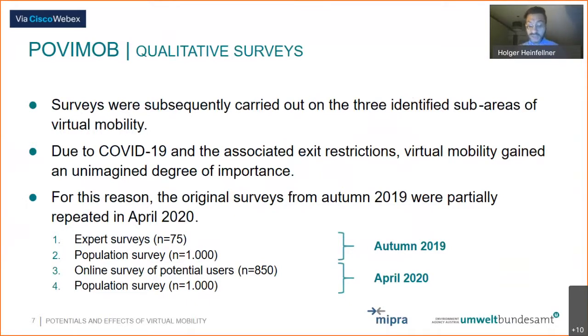With the exit restrictions due to COVID-19, virtual mobility gained an unimagined degree of importance, not only in Austria. And that's why we decided, actually, we had to decide to at least partially repeat all the qualitative surveys that we conducted in autumn 2019 in spring, exactly in April 2020.